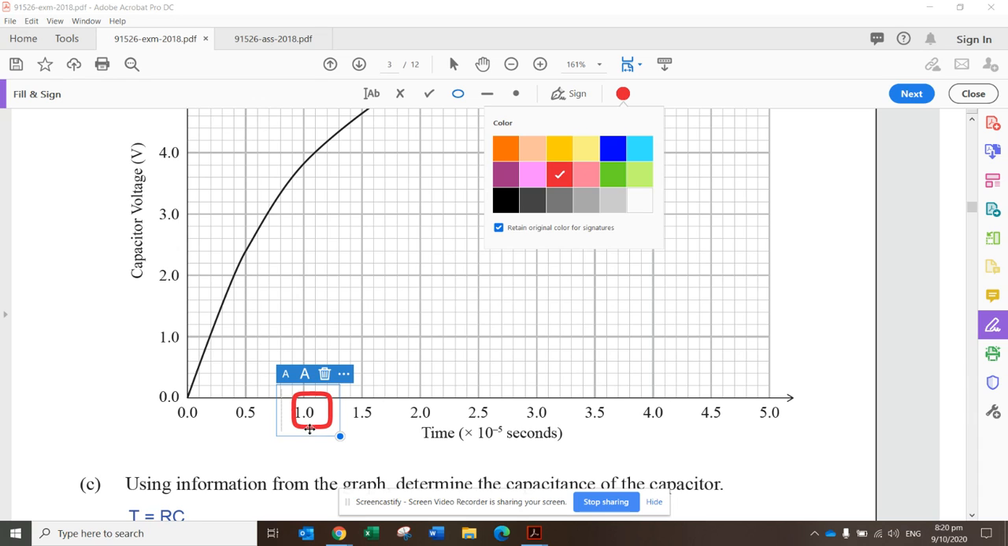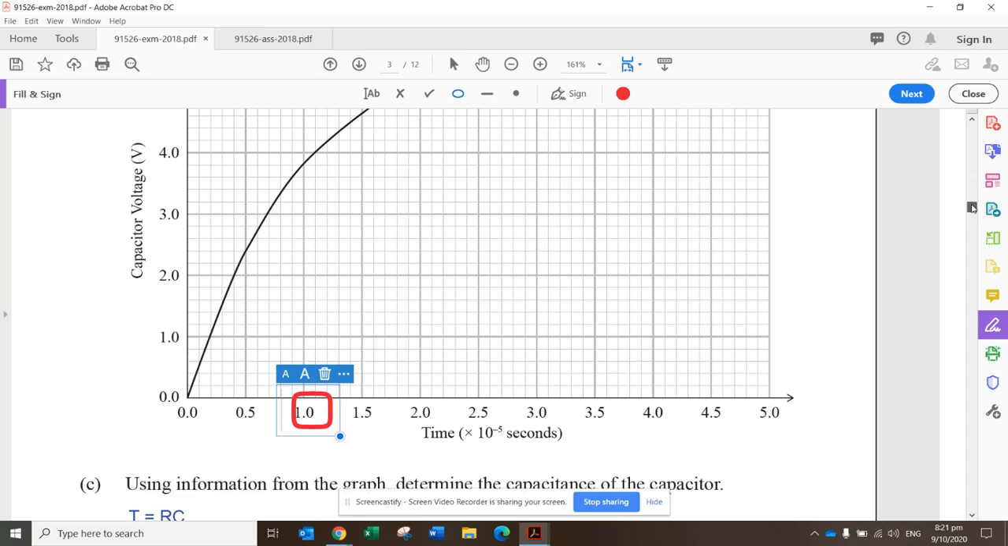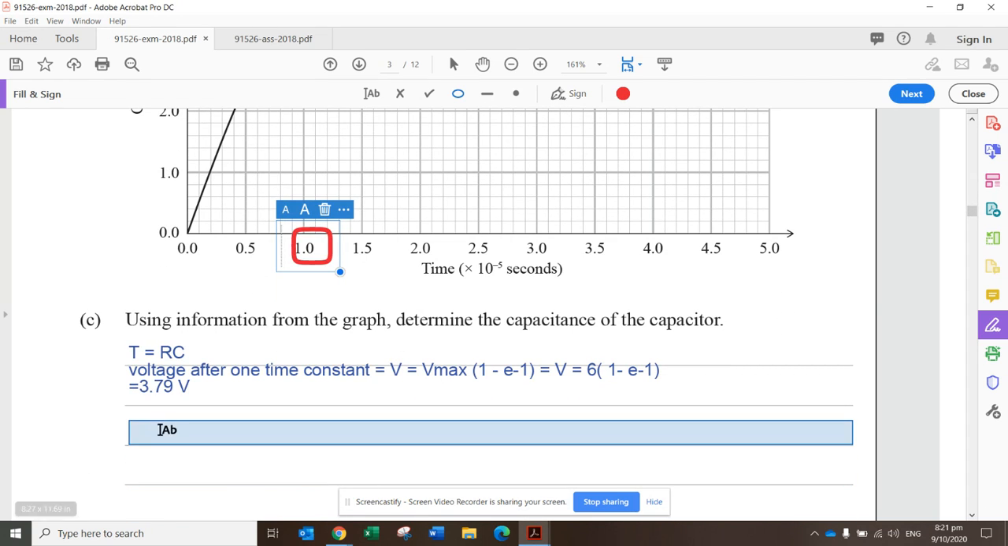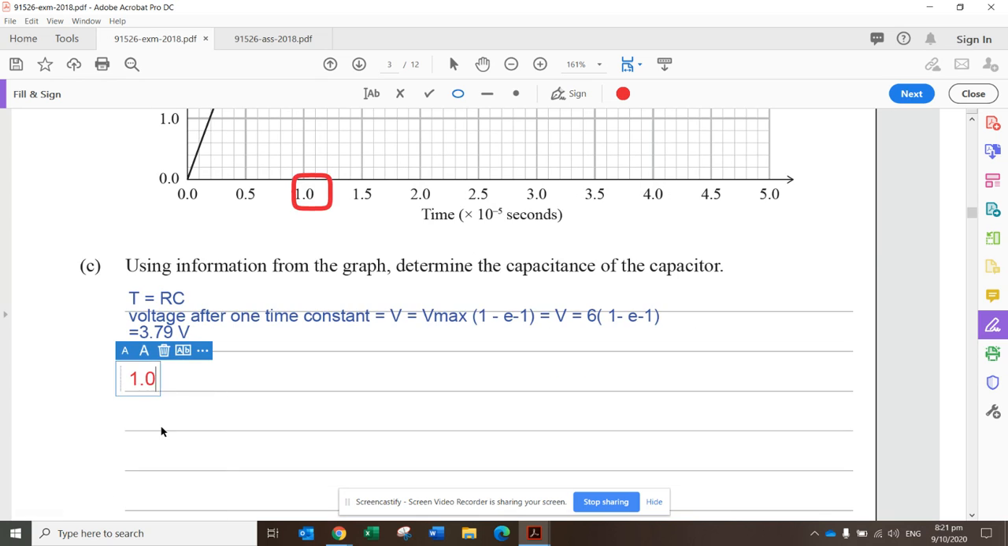That is for 1. So one time constant is 1 times 10 to the power of negative 5. So if I use 1 times 10 to the power of negative 5 equals my resistance, 3 ohms, times C. Then my C becomes equal to 1 times 10 to the power of negative 5 divided by 3.